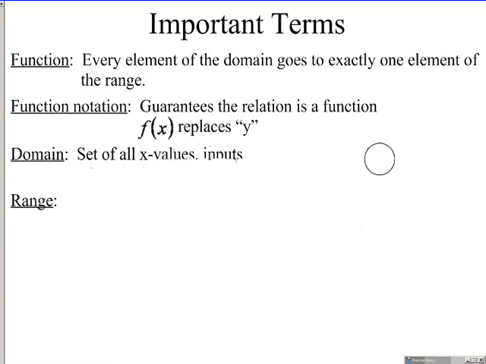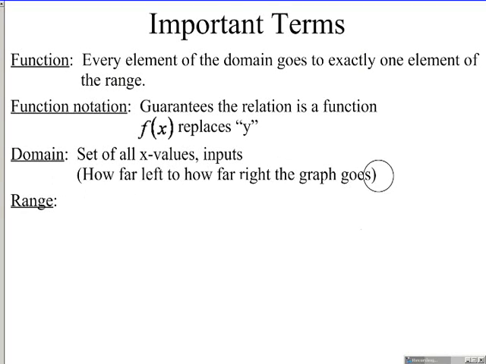Domain is the set of all x values or inputs into an equation. To identify the domain when looking at the graph of a relation, ask yourself the question: how far left does this graph go? How far right does this graph go? That's how you can identify pretty easily the domain from the graph of a function.